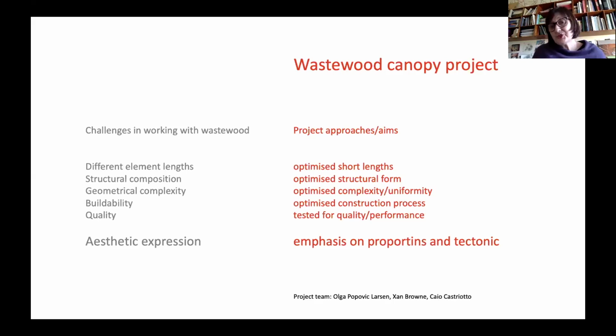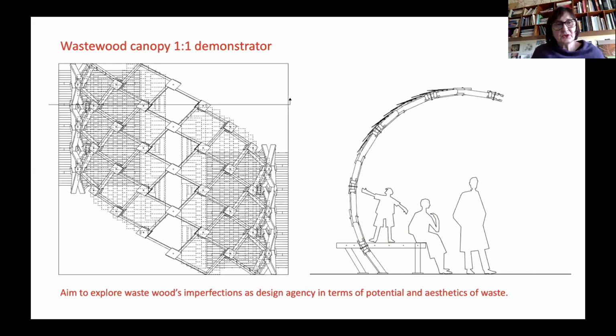We had to be sure that it performed well, but it was really important for us to work with proportions and tectonics so that we have a good aesthetic expression, so that it doesn't look like something less good. So in our waste wood canopy, we looked at the waste wood imperfections as a design agency.